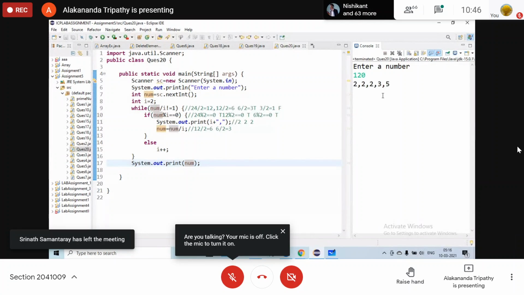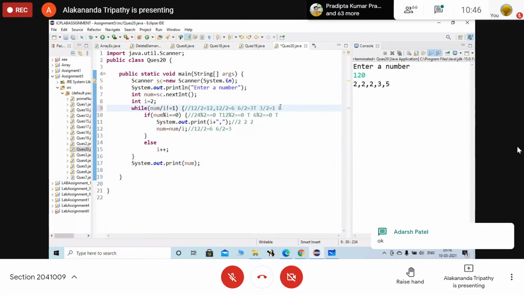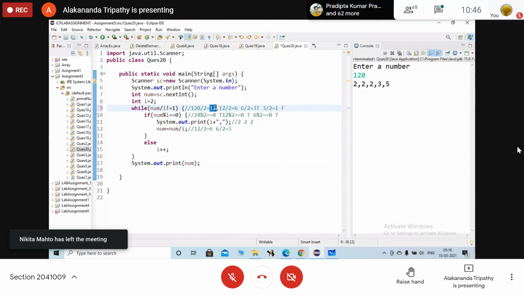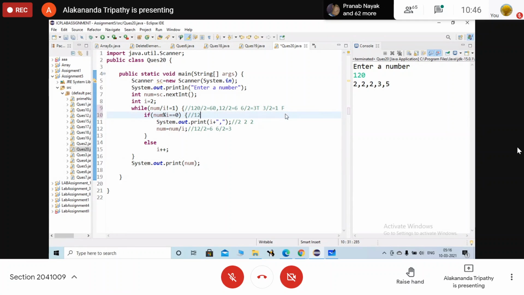Check it in 120. 120 divided by 2, how much will it be? 60. So 120 mod 2 equals 0, so what will it print first? 2. After that, 60 divided by 2 equals 30. 60 mod 2 equals 0, so here what will it print?